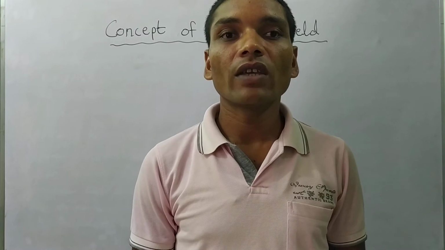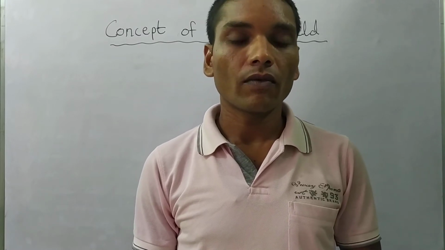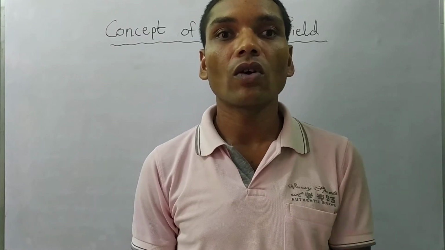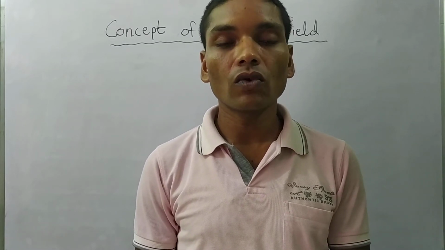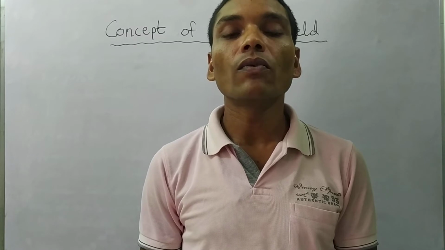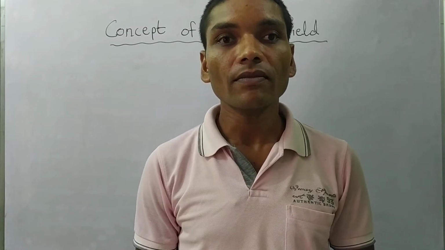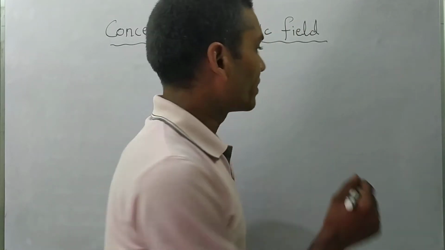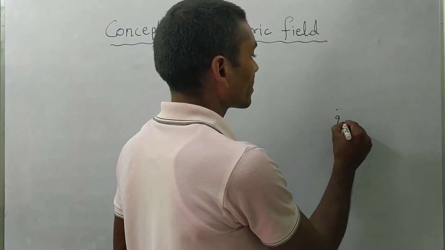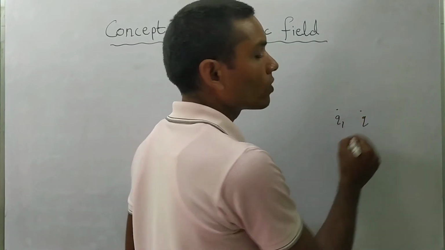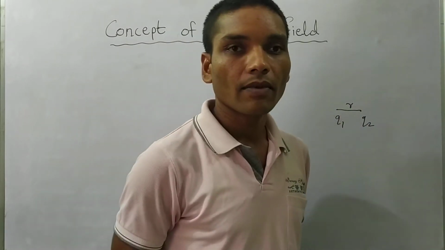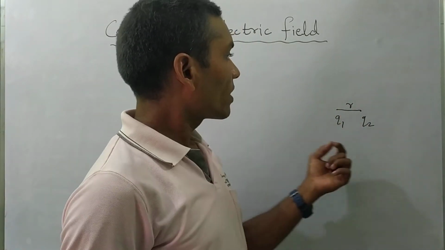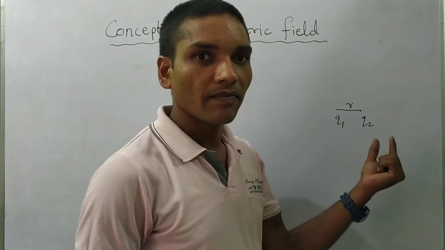In the previous video we had studied Coulomb's law. What is Coulomb's law? According to Coulomb's law, if two point charges are placed very close to each other, then an electrostatic force acts between them. Consider two point charges. Let this be Q1 and this be Q2. The separation between them is R. So an electrostatic force is acting between them.